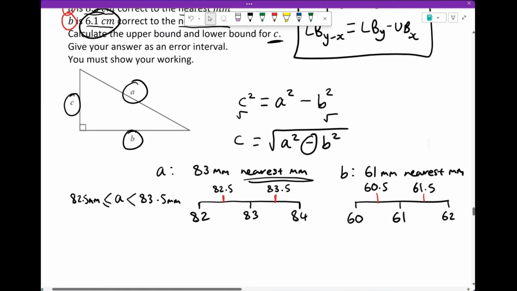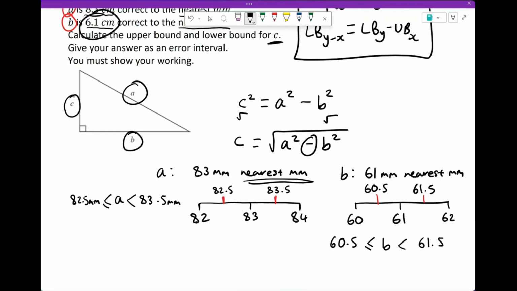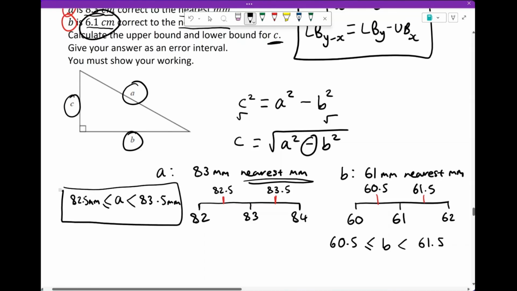So then we can write out our error interval for B. B is in the middle, upper bound to the right, lower bound to the left, and then the same as or greater than for the lower bound pointing to B, but a smaller than pointing to B for the upper bound. So that means we've got our two error intervals for our individual number. Now let's have a go at finding the upper and lower bound for C.